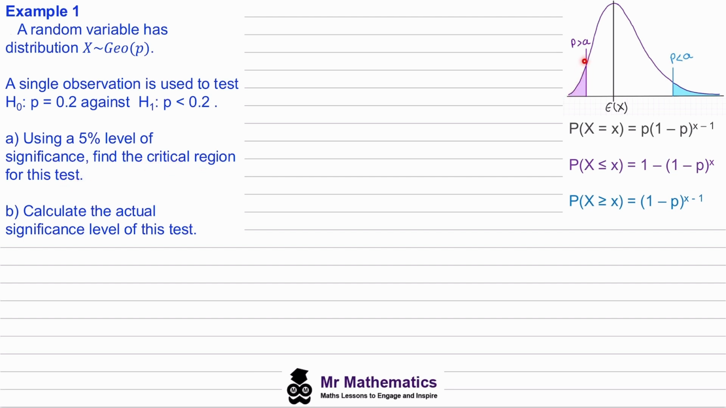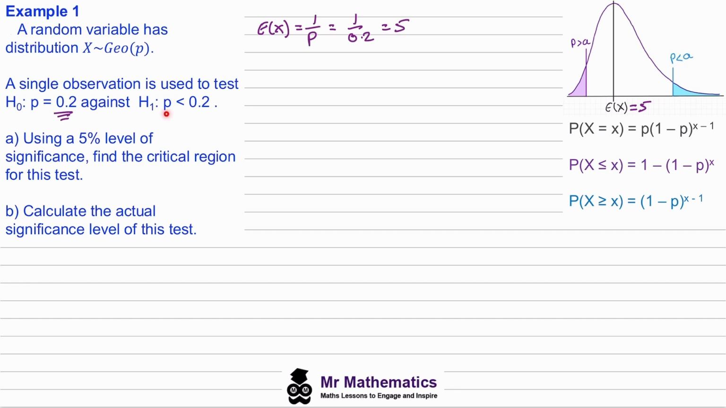So we've got our geometric distribution here, where the peak is at the expected value of x. And to the side, we've got two tails, and each of these are critical regions. So we need to begin by finding which critical region we're looking at. And the way we're doing this is to find the expected value. And we know the expected value of a geometric distribution is 1 over p. And we're told that p is 0.2. So the expected value will be 5. I'll label that on the graph here.